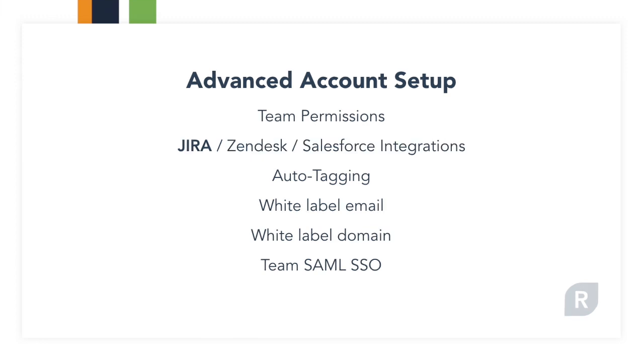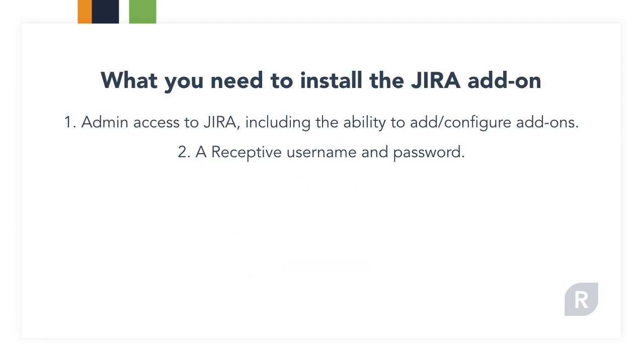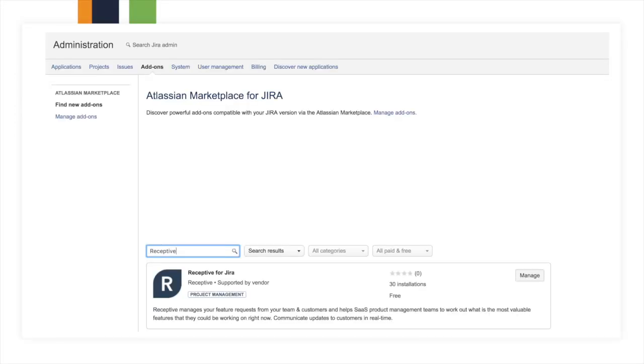We'll start out with the JIRA integration. And the JIRA integration is really straightforward. It should only take about 5 minutes to set up if you know which actions you'd like Receptive to take. You only need 2 things in order to get started with the setup. You just need admin access to JIRA, including the ability to add and configure add-ons, and you need your Receptive username and password. You just need to go to the Manage Add-on section, search for Receptive, and install the add-on.